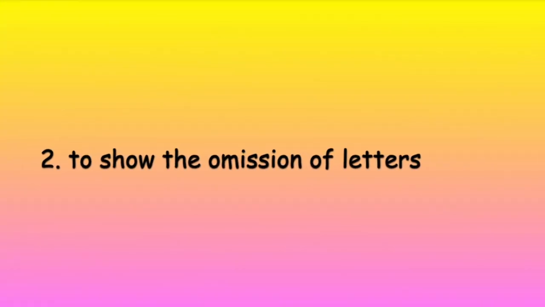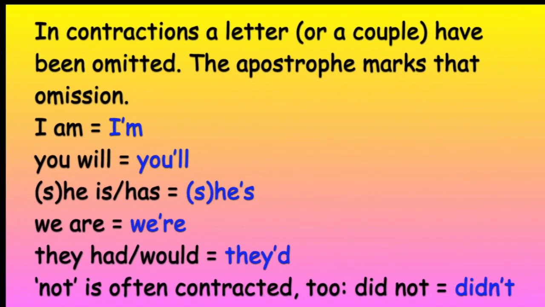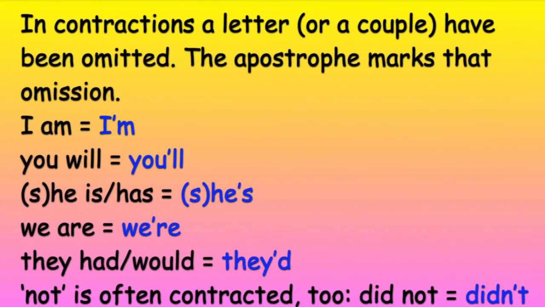To show the omission of letters. In contractions, a letter or a couple of letters have been omitted. The apostrophe marks that omission. I am becomes I'm. You will, you'll.